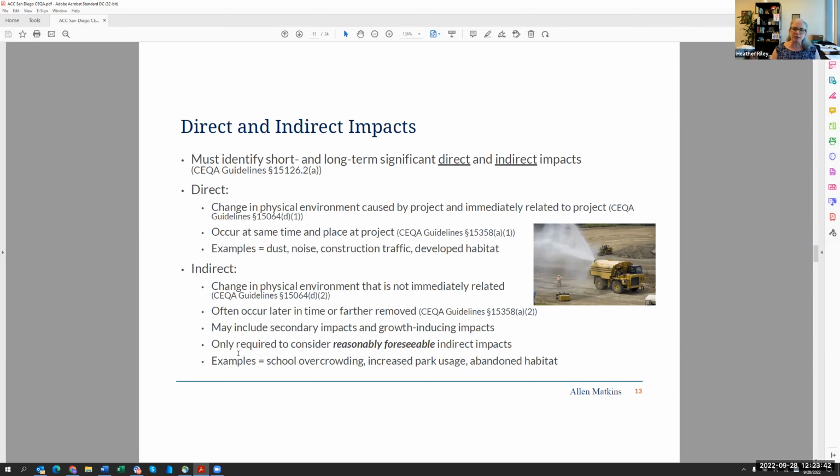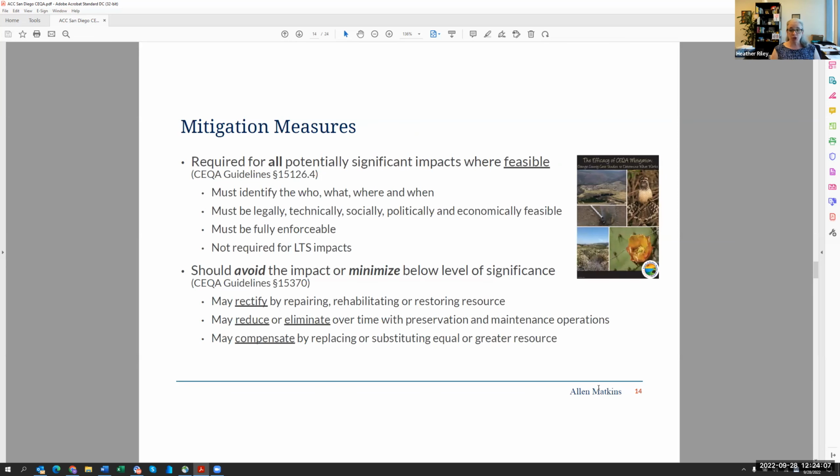It's just reasonably foreseeable. So I talked earlier about urban decay when we looked at those Walmart cases for a while. Would it result in stores going vacant? Would it result in people leaving? Those are indirect impacts, sometimes used for CEQA, sometimes not. The more common indirect impacts are, would this housing development cause a school to be overcrowded? Do we need new parkland? That sort of stuff. So if you do have a potentially significant impact, CEQA says you have to mitigate it.